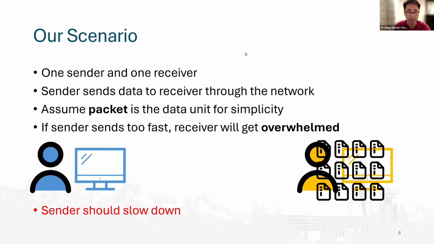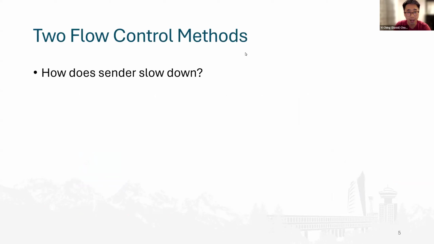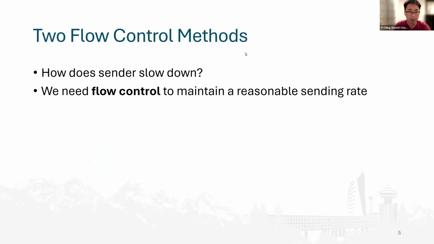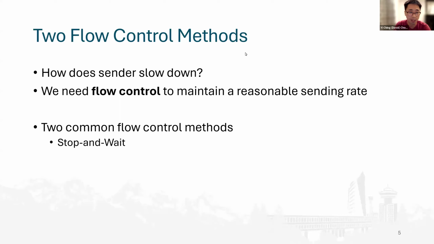So the solution is that the sender should slow down. We know that the sender should slow down, but this raises another question: how can we achieve that? People have this idea called flow control to maintain a reasonable sending rate. There are two common flow control methods that we can use to maintain the sending rate. The first one is called stop and wait. The second one is called sliding window.